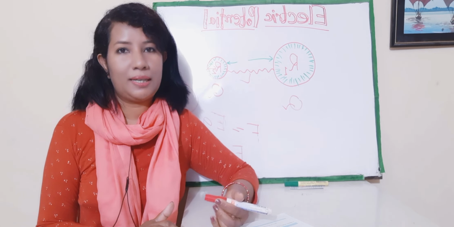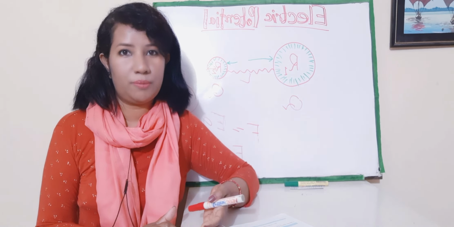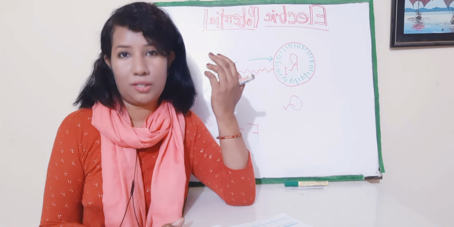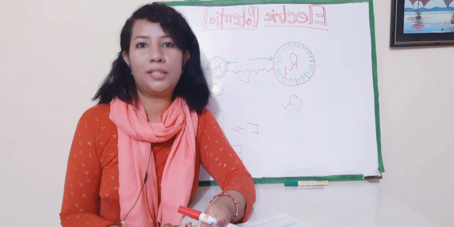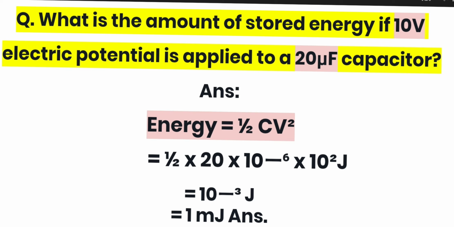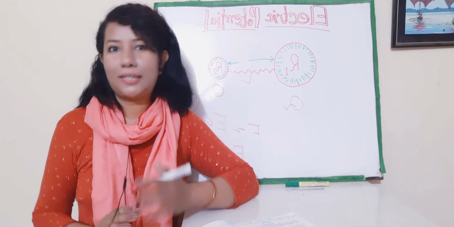So what's given here and what's the formula? You know the formula and what's given, so you write it down and use a calculator. You are high school students, use a calculator and find out. The answer for the energy is 10 to the power minus 3 joule.